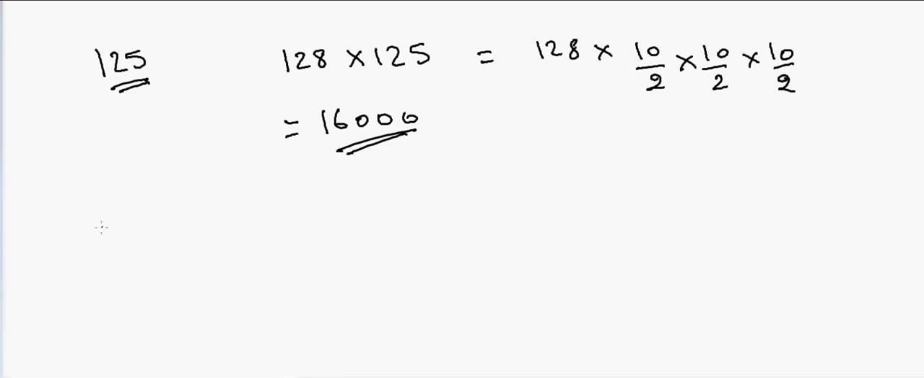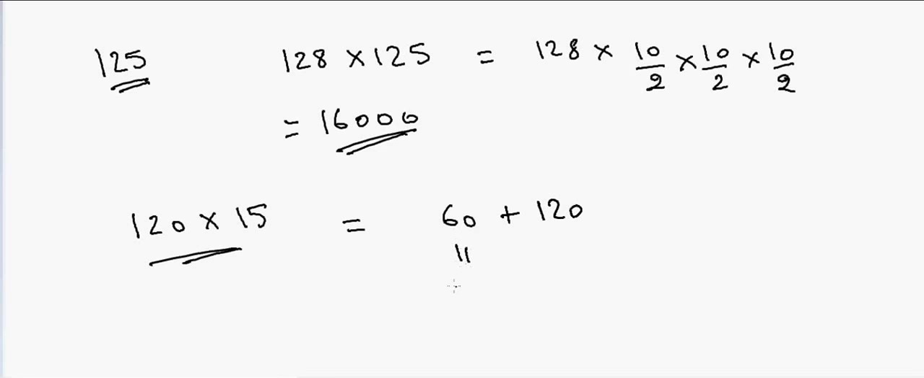Now let's do another thing. If we have to multiply 120 by 15, how will I do that? In that case, what I'll do is I'll take half of 120. Half of 120 is 60, and then I'll add that to 120. So this is equal to 120 plus 60, right? So here that will be equal to 180. Then I put one more 0, and that's my answer.